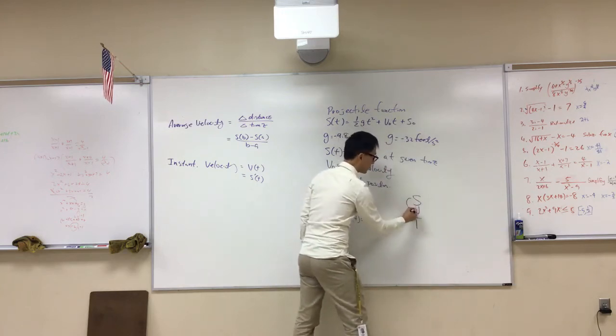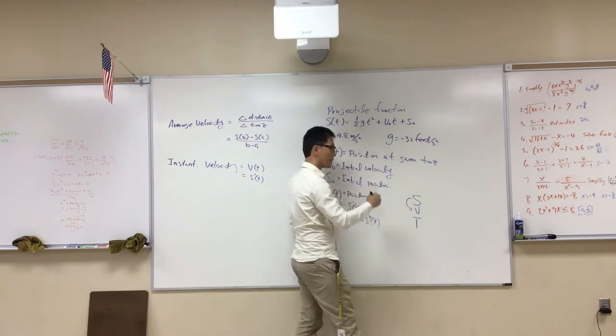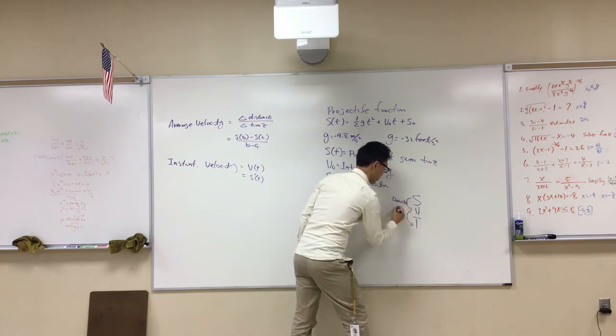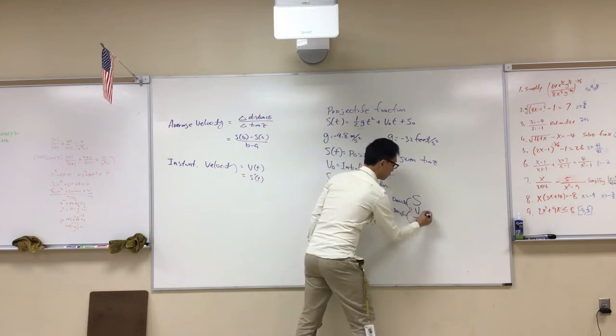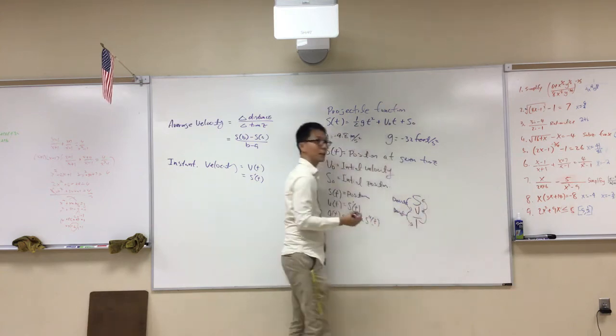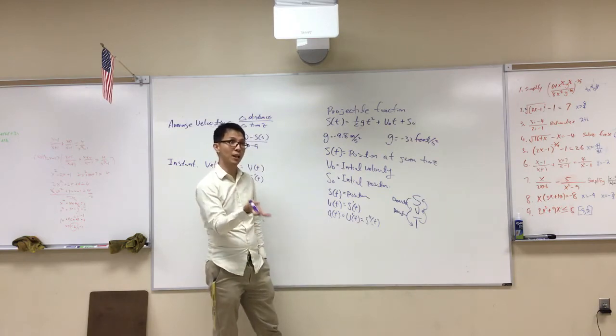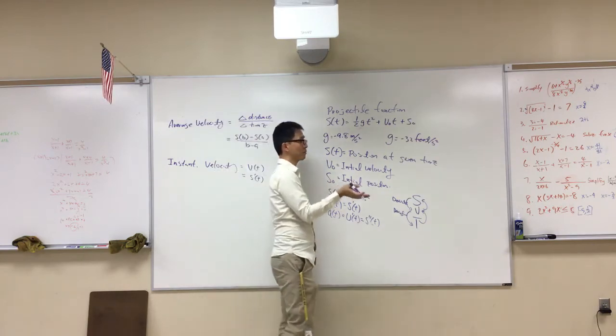So when I'm going down, every time I'm going down, I'm taking a derivative. So this is a derivative. This is a derivative. But if I'm going up, later on we're going to learn that's called integration. We can integrate from the acceleration to the velocity function, and from velocity to the position function.